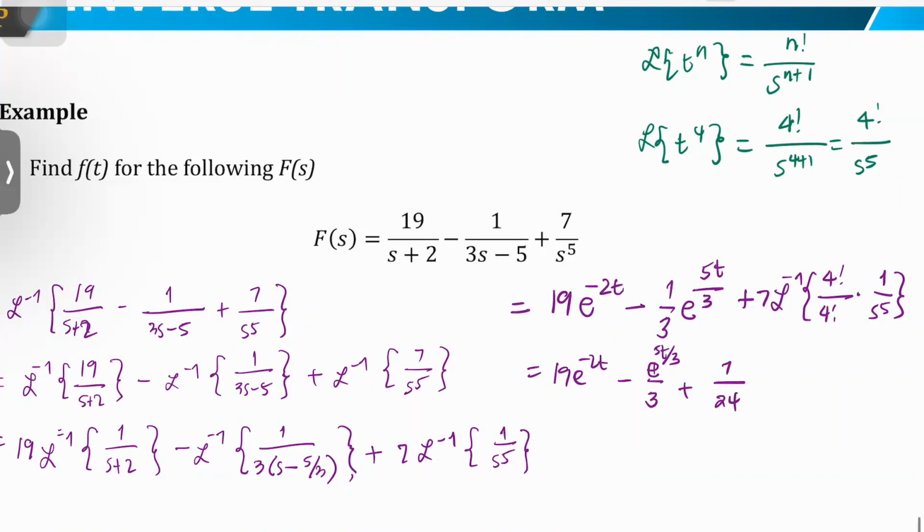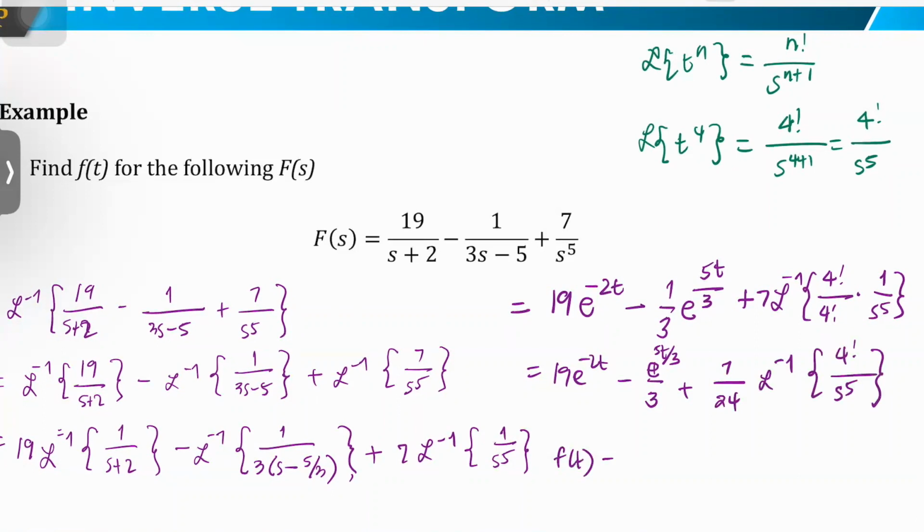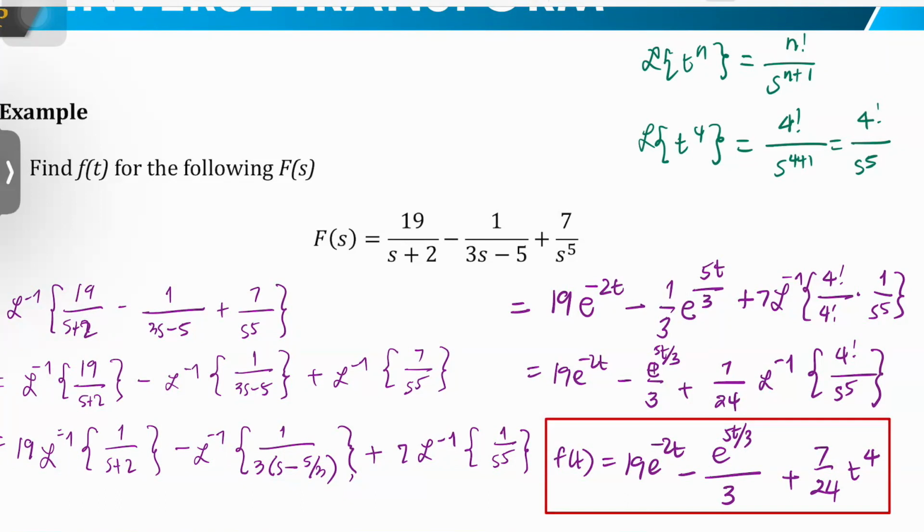Okay? Inverse of 4 factorial over s to the 5th, and this one is equal to this one. That means this inverse is just equal to t to the 4th. Okay? So to rewrite everything, we have 19 e to the negative 2t minus e to the 5t over 3 plus 7 over 24 t to the 4th. Okay? So that's the inverse Laplace transform.